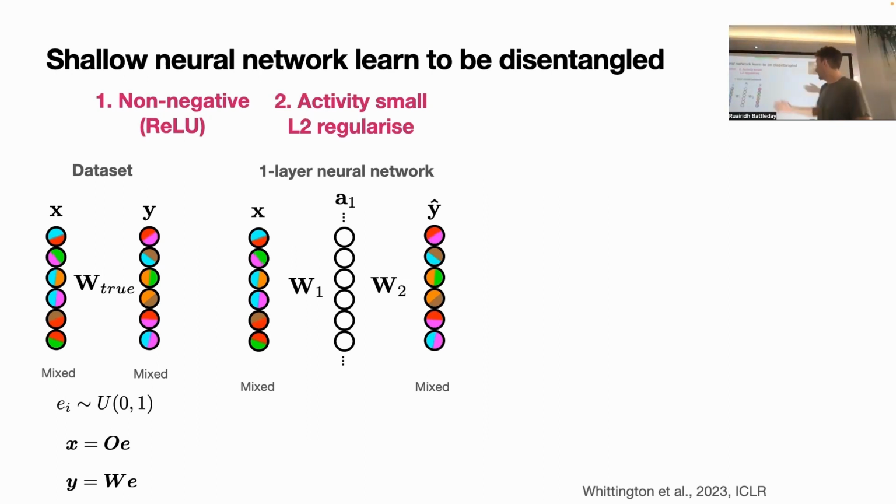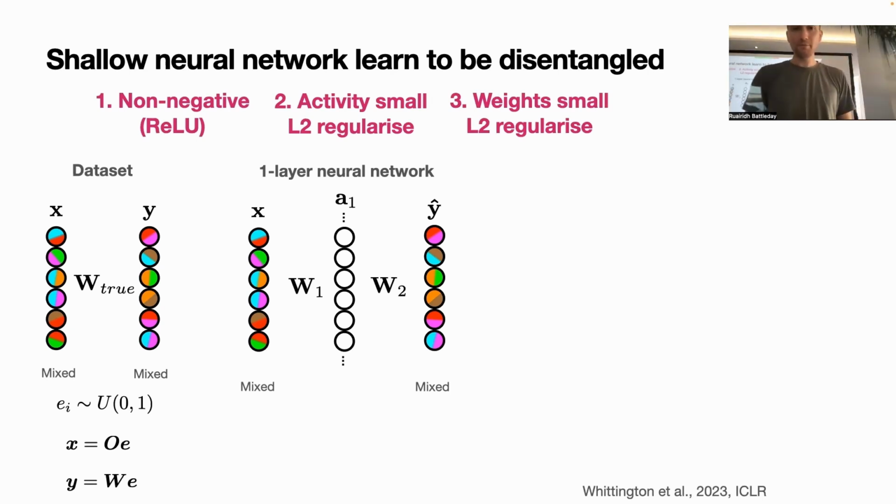We're also going to ask for the activity of the hidden layer to be small. Don't fire fast. That's one of our biological constraints. And another biological constraint of energy efficiency, we're going to ask its weights not to be too big as well. So train the network, biological constraints of non-negativity, energy efficiency. Okay, and we're going to ask what happens to that middle layer. Is it mixed or is it disentangled?